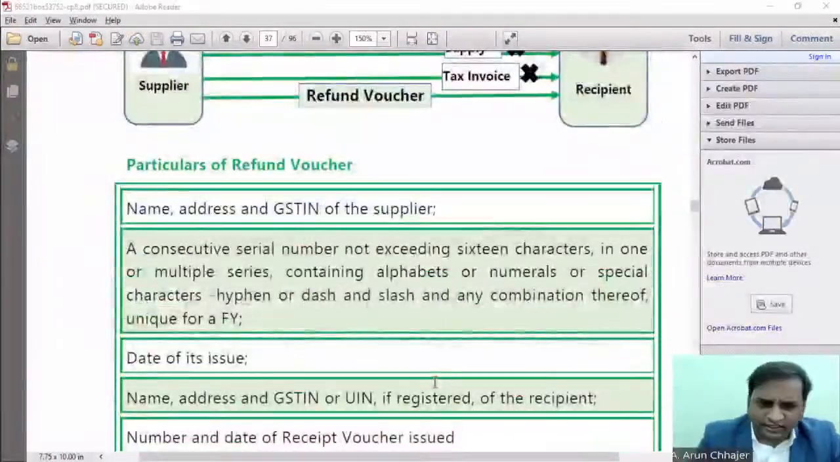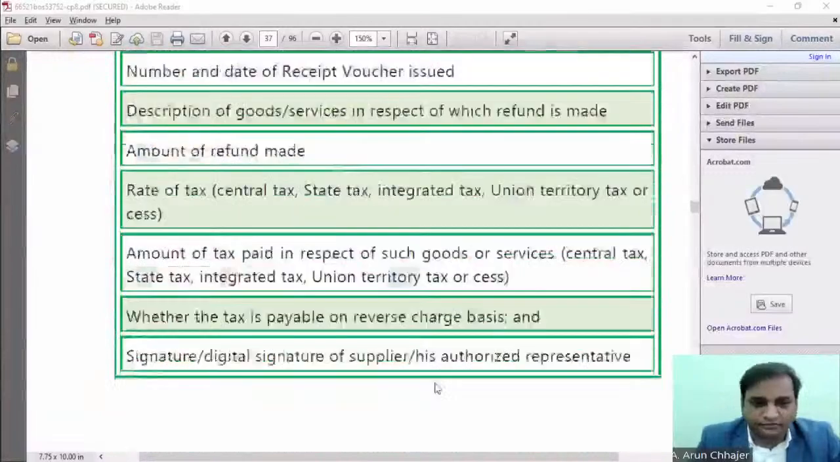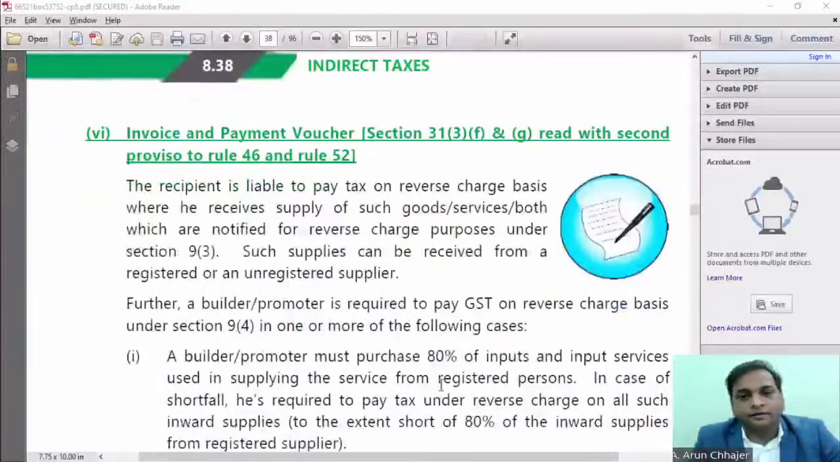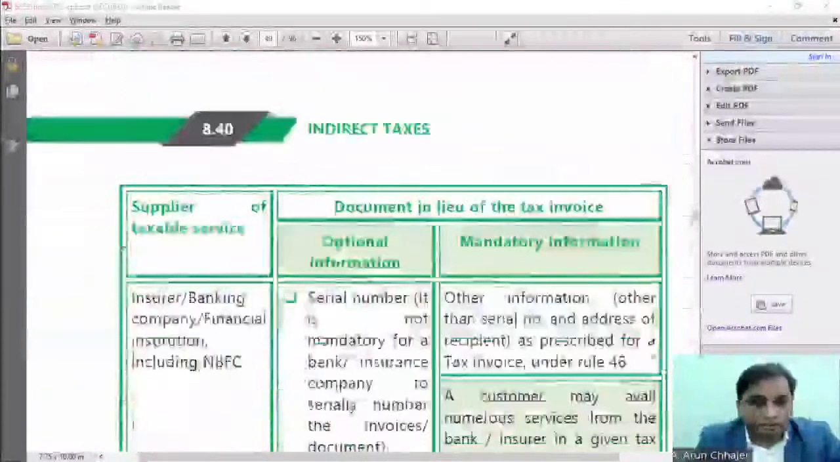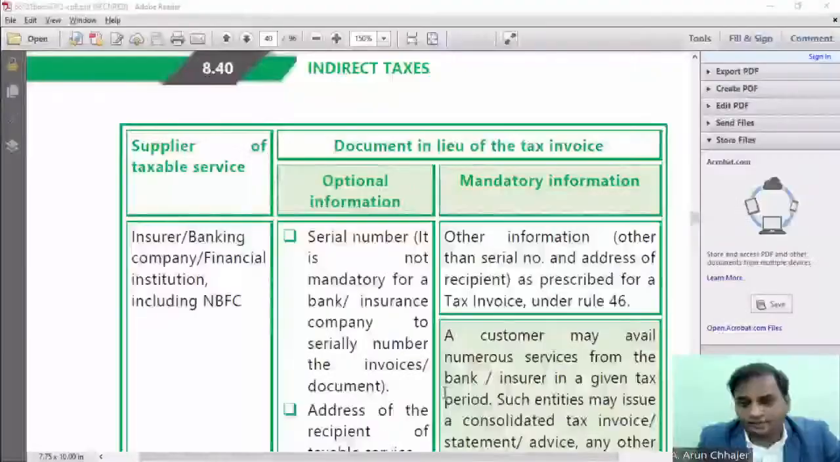Particulars of the refund voucher are again almost the same, so you can refer. Invoice and payment voucher we have discussed.